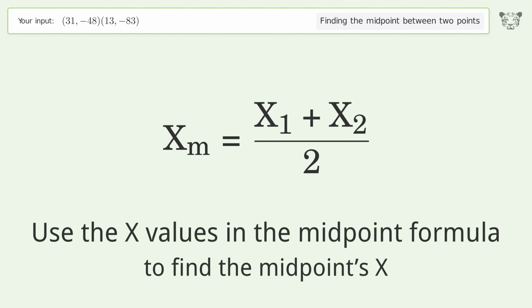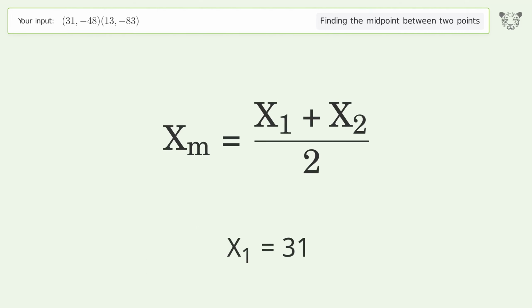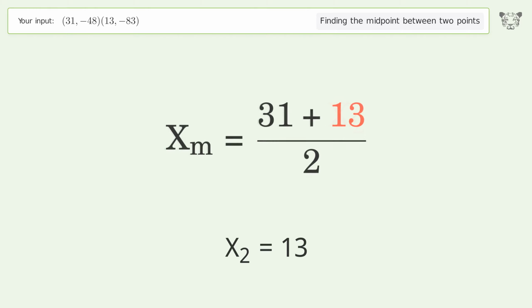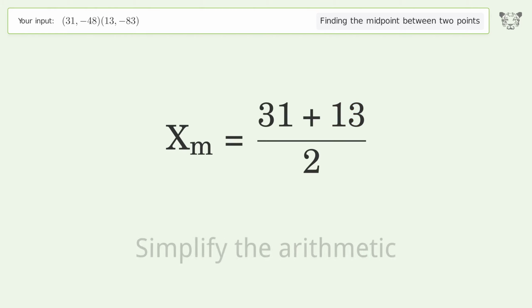Use the x values in the midpoint formula to find the midpoint's x. x1 equals 31. x2 equals 13. Simplify the arithmetic.